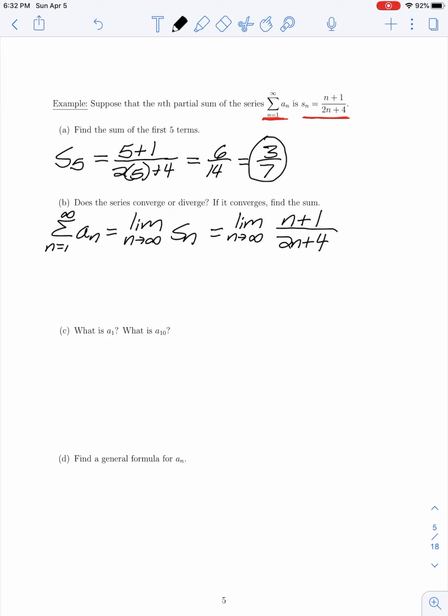And either by using L'Hopital's rule or by comparing the coefficients for the highest power of n in the numerator and denominator, we get a limiting value of 1/2. So in this example, we would say that our series converges with a sum of 1/2.